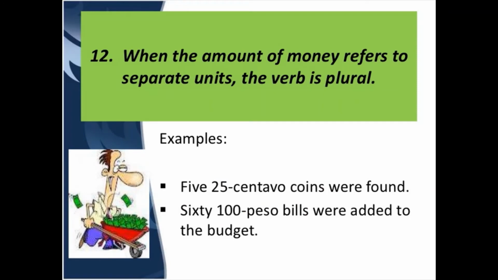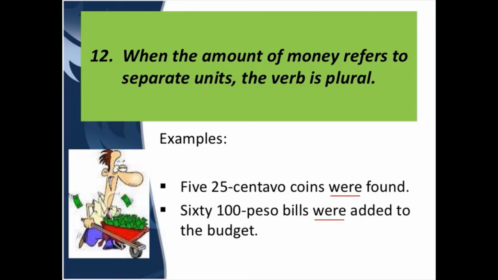Rule number 12. When the amount of money refers to separate units or pieces, the verb is plural. Examples: 5 25-centavo coins were found. 60 100-peso bills were added to the budget. In the examples, the verb used is "were".